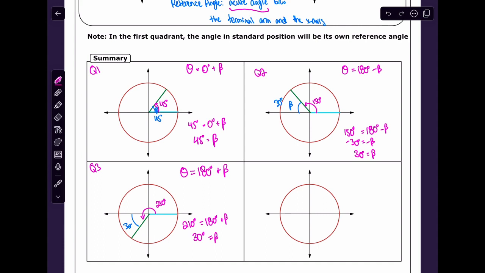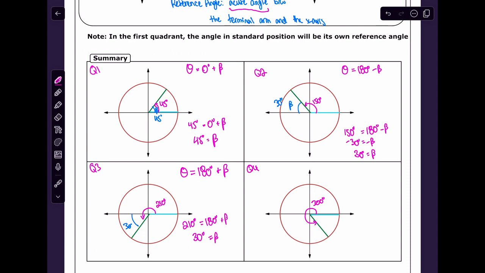Now with quadrant 4, we'll draw our initial arm on the positive x-axis. Then we'll draw the terminal arm in quadrant 4. Our angle in standard position then we'll use 300 degrees.